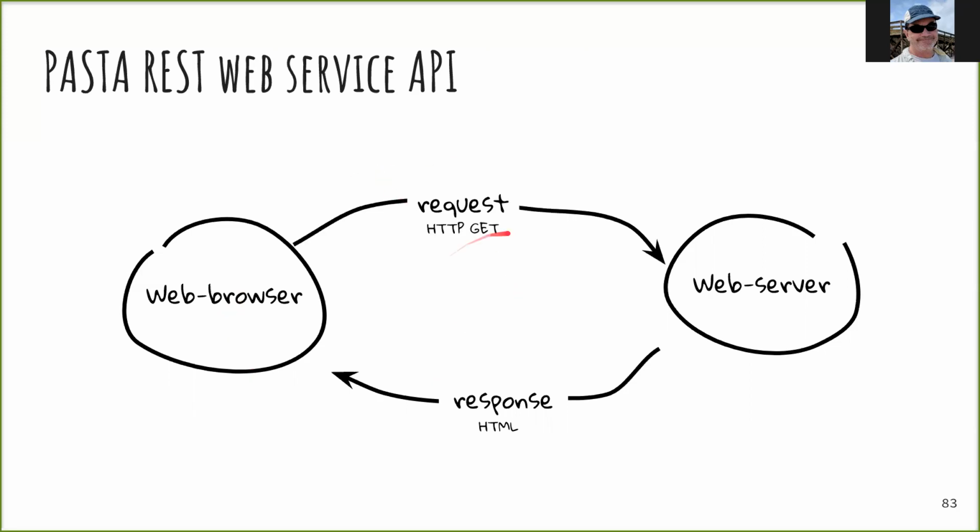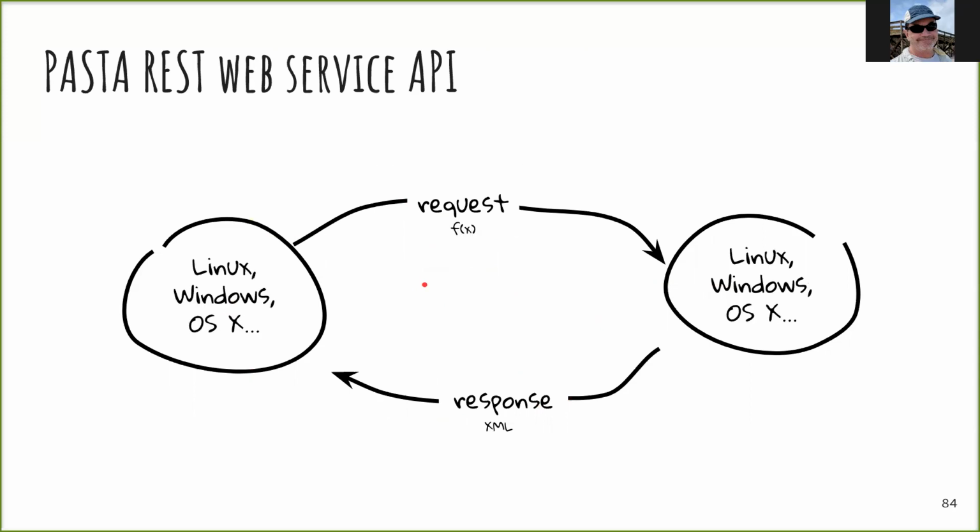And so what we're talking about, this request response, is the typical web browser web server request response lifecycle. Now we can do the same thing with REST web services, and the nice thing about REST web services is that it is completely operating system independent. Instead of making that request for HTML, it's making a request for a particular function using those HTTP verbs, but I can make that request from, say, a Windows desktop system to a Linux server or an OS X server and get that response back.